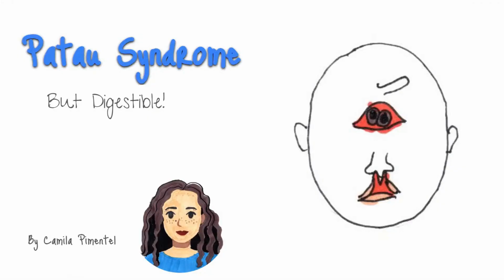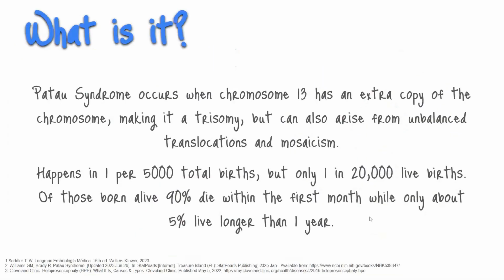Let's begin. What is it? Patau syndrome occurs when chromosome 13 has an extra copy of the chromosome, making it a trisomy, but can also arise from an unbalanced translocation and mosaicism. To understand this better, see our video on Introduction to Chromosomal Abnormalities.